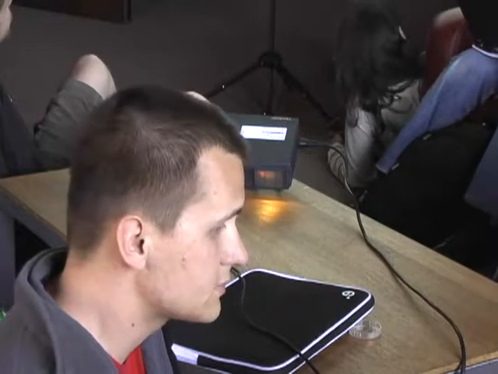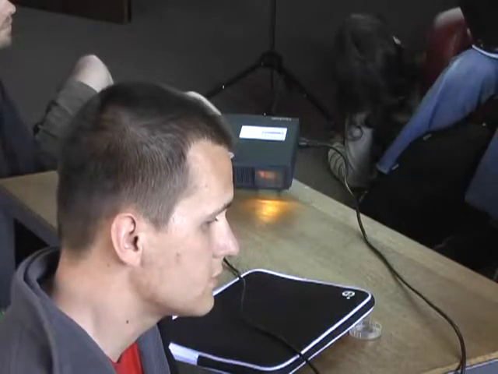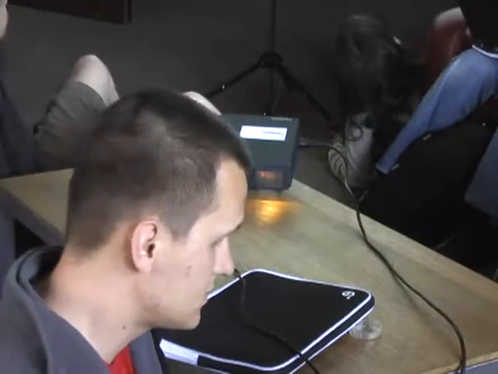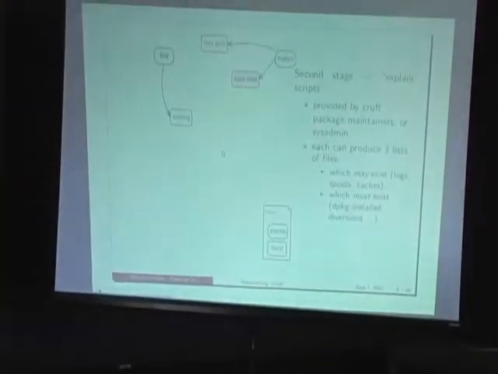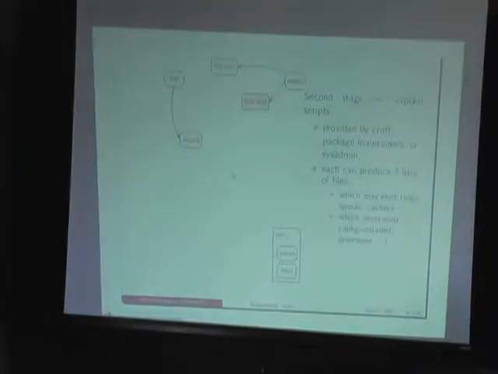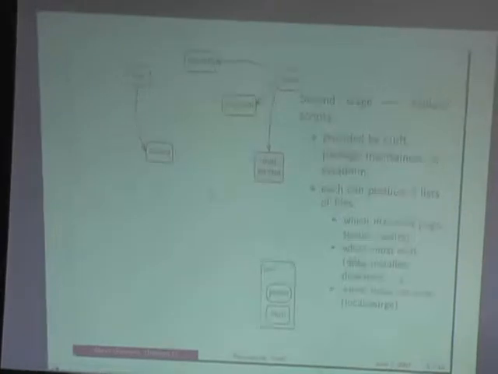Each explain script is invoked and produces three lists of files on different file descriptors. First of all, a list of files which may exist. That is, it's okay if a file called like that exists on the system. Then, files which must exist. That is, it's an error if such a file doesn't exist on the system. And files which must not exist.